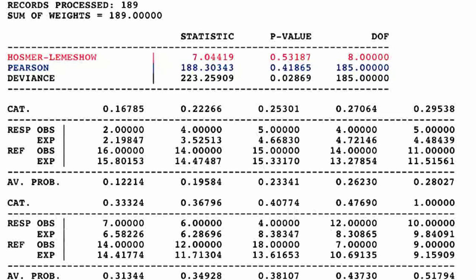So most people get excited when you have a small p-value because that means that they can reject the hypothesis and they are happily able to say something. In our case, that's not the way it works. In our case, if you have a small p-value, you have a problem.